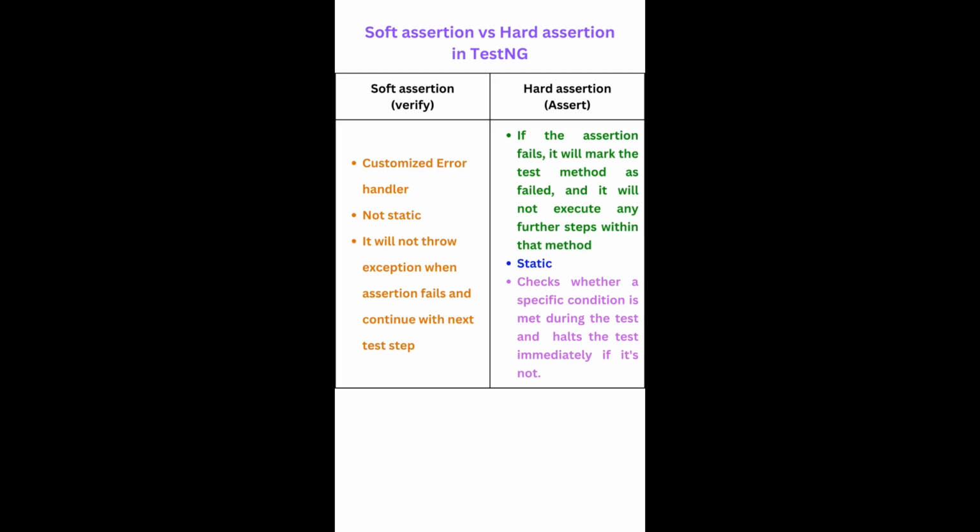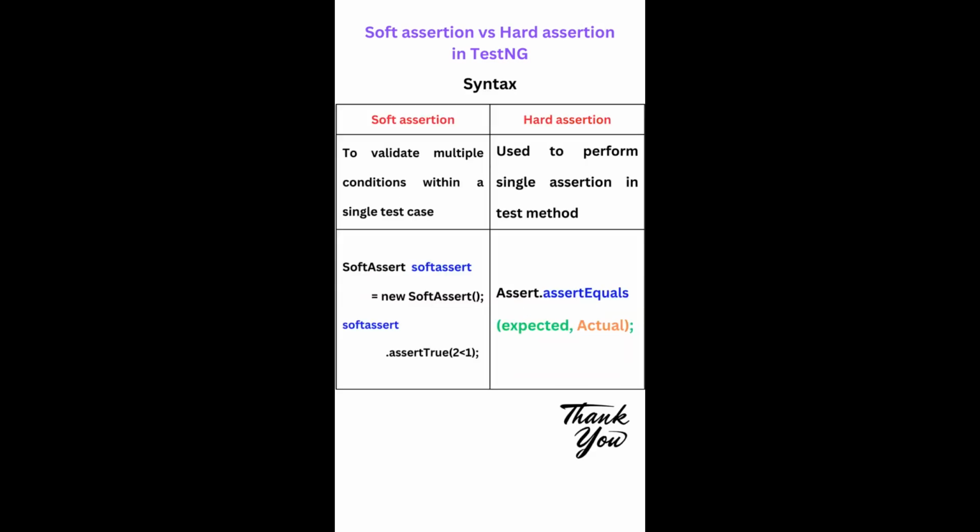Whereas in the case of hard assertion, if the assertion fails, it will mark the test as failed, and it will not execute any further steps within that method. It is a static method. Basically, it checks whether a specific condition is met during the test and halts the test immediately if it's not. Soft assertion is useful to validate multiple conditions within a single test case. But hard assertion is used to perform single assertion in test method. Here we have the example. With soft assertion class, create an instance of soft assert and then perform soft assertions. In hard assertion, it checks if actual value is equal to expected value.